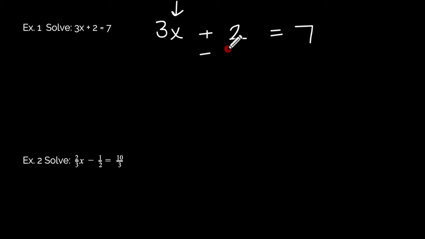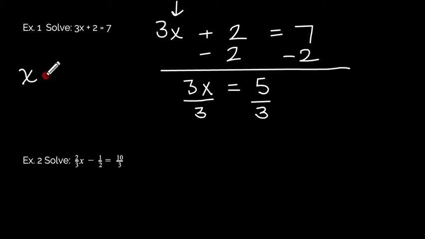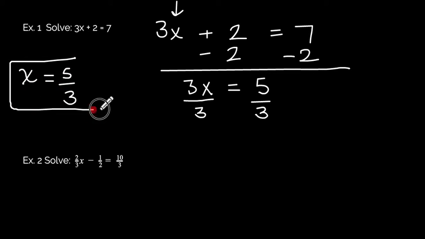So we're going to subtract 2 from both sides. We're starting to get the x by itself by removing the 2, and we get 3x equals 5. And then we do the second step, which is dividing. Because it's multiplied, we're going to divide both sides by 3. And we get x equals 5/3. Remember, in algebra, you get to leave your answers improper. All right, let's try another one.